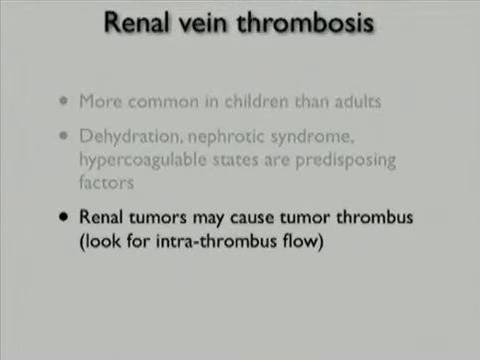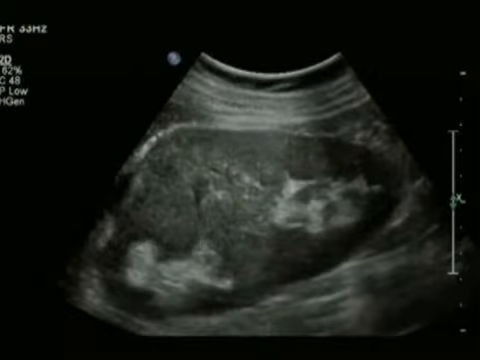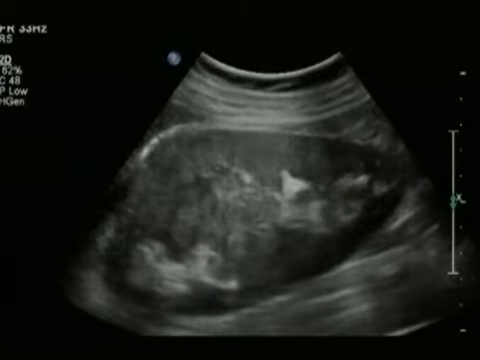And more commonly, we see renal vein thrombosis related to renal tumors, primarily renal cell carcinoma, associated with tumor thrombus. Here's one such case, a clip showing this kidney with a large mass in the anterior part of the kidney, and in this other clip showing the right renal vein, which is distended with tumor thrombus. More on that in a little bit. There's also an incidental gallstone.